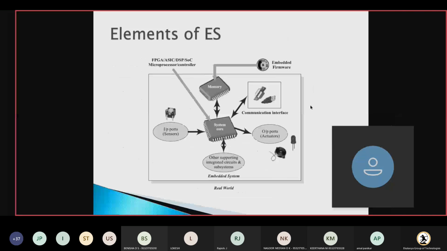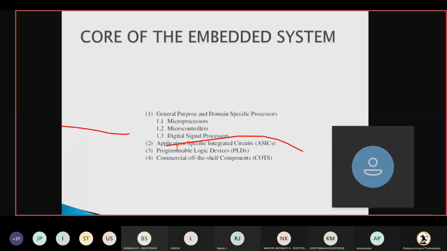So if I go for the next thing, the core of the embedded system is the first thing, which is called the core. Core is nothing but, what I have told you, the microcontroller or microprocessor. There we are going to have different types of processors or microcontrollers. If you see the classification, we have general purpose and domain specific processors. There we have the microprocessor, microcontroller, and digital signal processor.